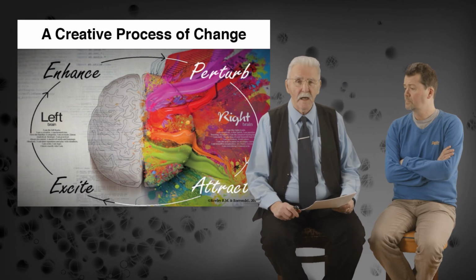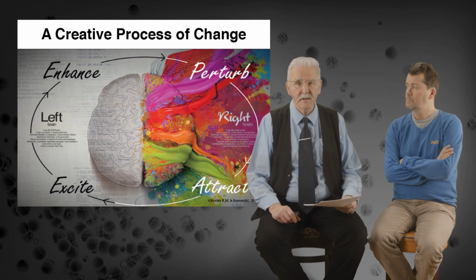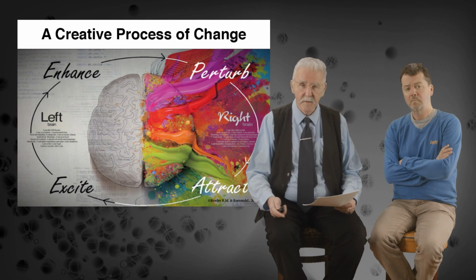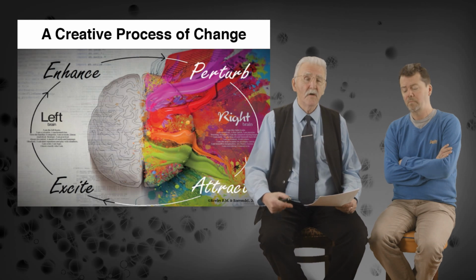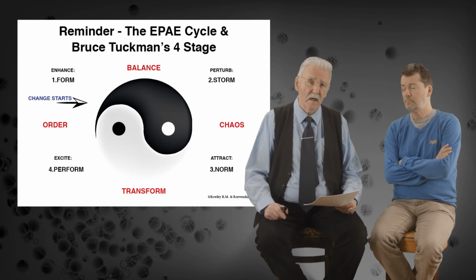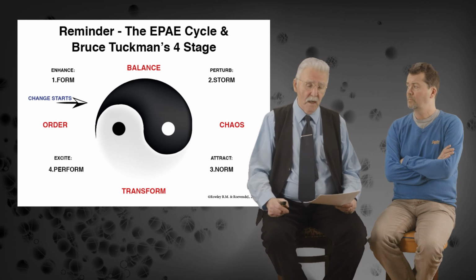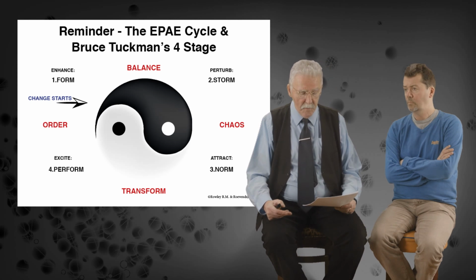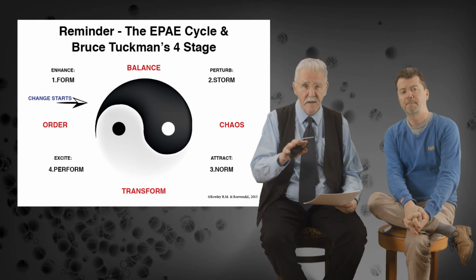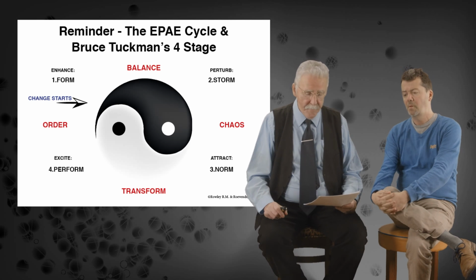We talked about enhance, perturb, attract, excite in relation to creativity, and that's the last slide that we used. We're now moving on. We're going to be developing this theory, enhance, perturb, attract, excite, a theory of change, transformational change, referring back to Tuckman, who we talked about in an earlier section, which was form, storm, norm, perform, enhance, perturb, attract, excite. You can see the way they fit together now.